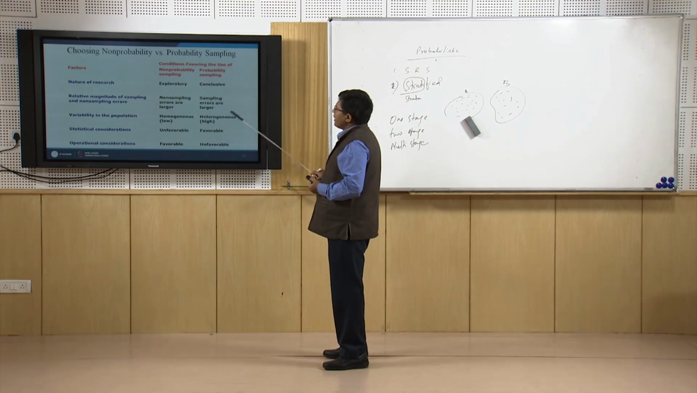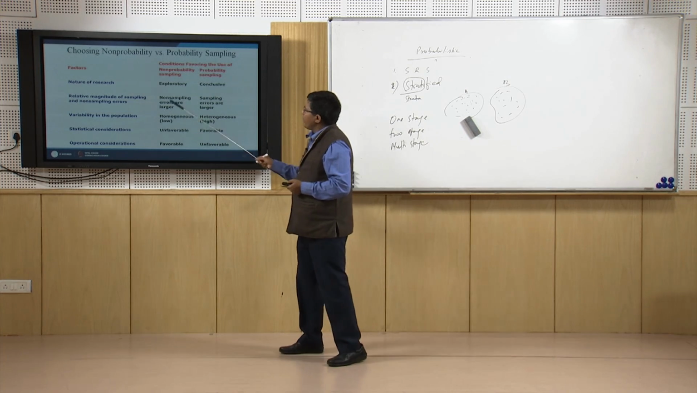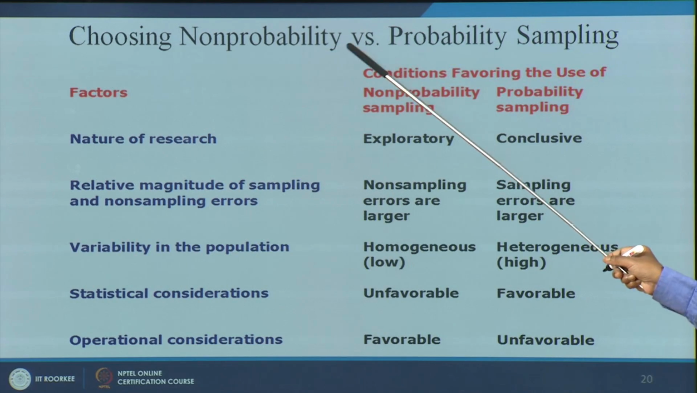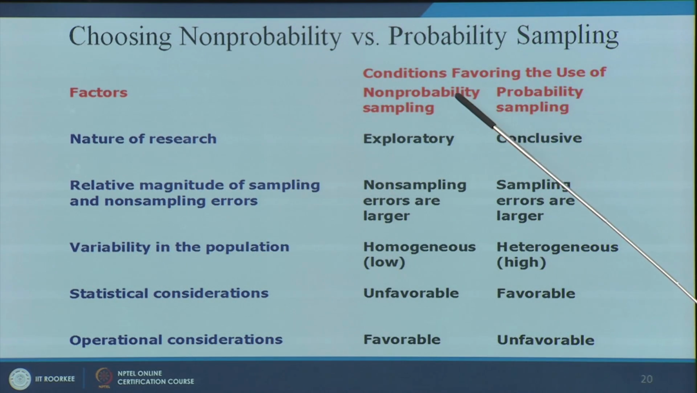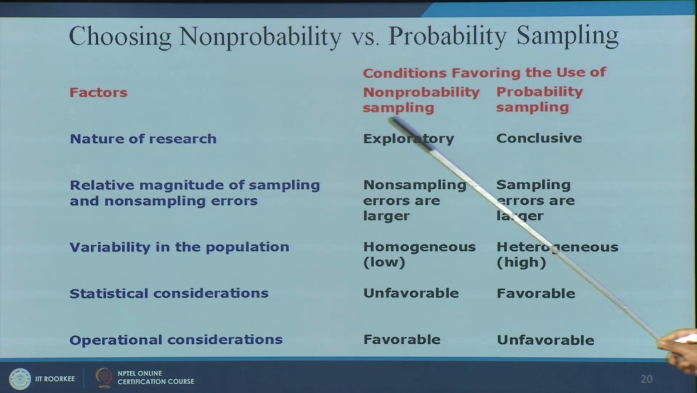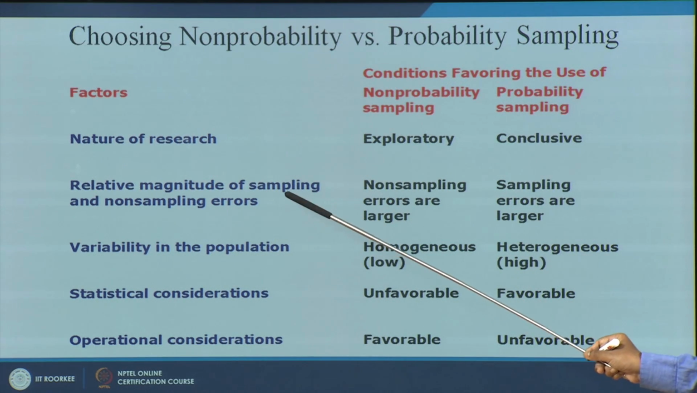So, this is basically the last slide where we are saying what is the difference between the non-probability versus the probability sampling. So, if you see these conditions favoring the use of these two. So, nature of research, as I had also said, exploratory, this is conclusive. The magnitude of sampling error, non-sampling error.